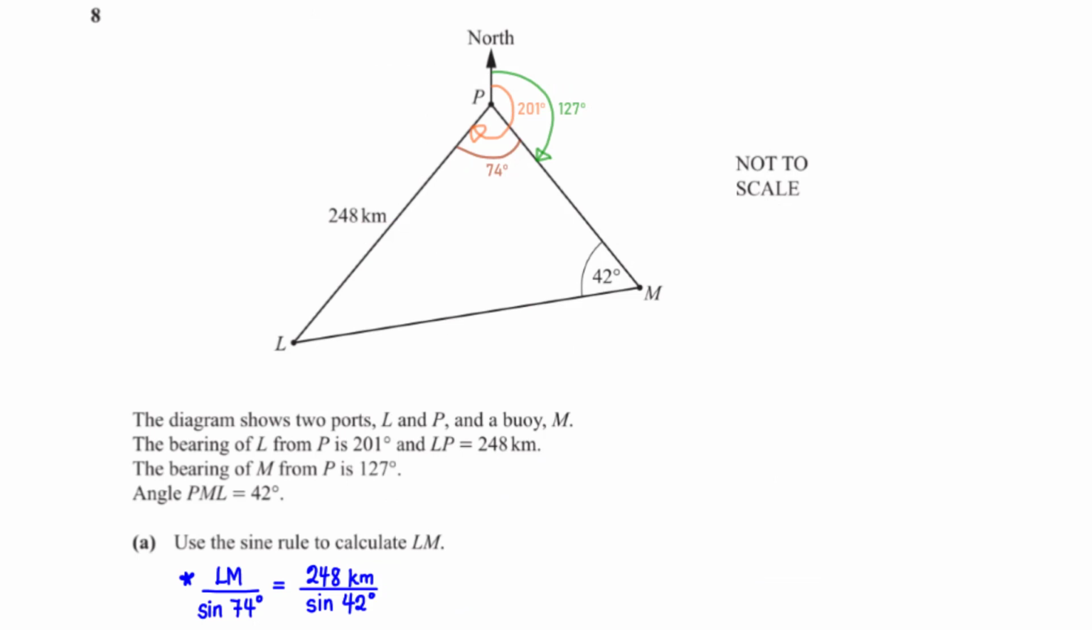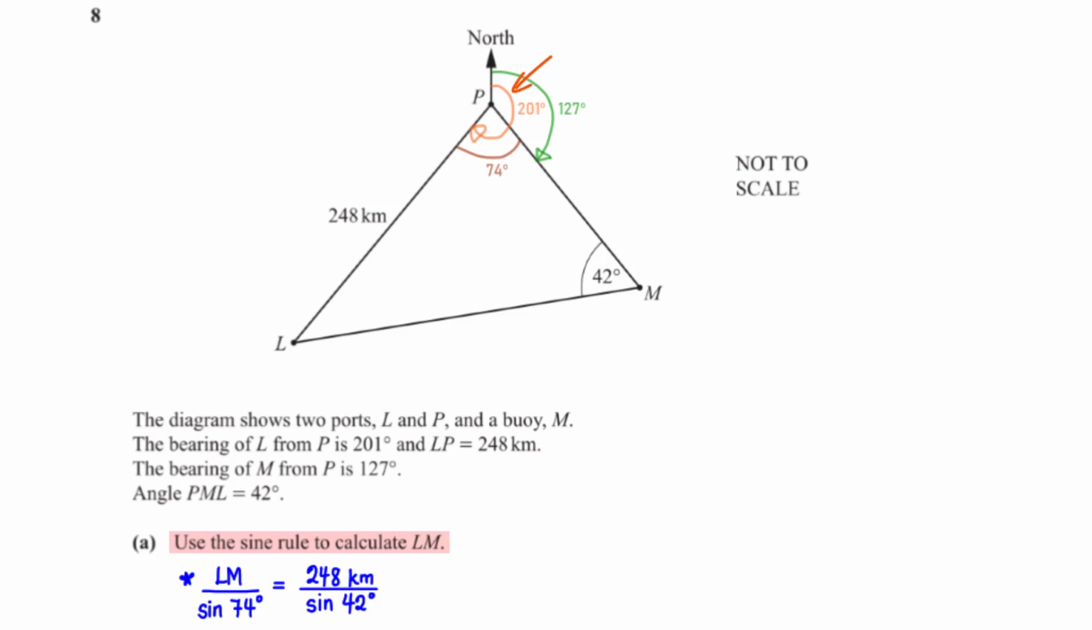The diagram shows two pots, L and P, and a buoy, M. The bearing of L from P is 201 degrees and LP is 248 kilometers. The bearing of M from P is 127 degrees. Angle PML is 42 degrees. Use the sine rule to calculate LM.